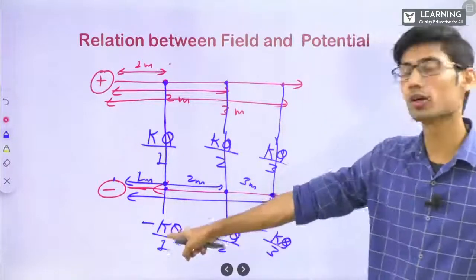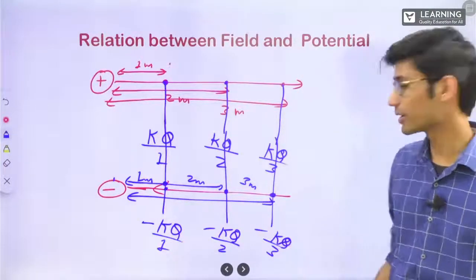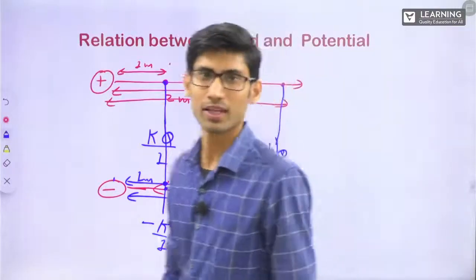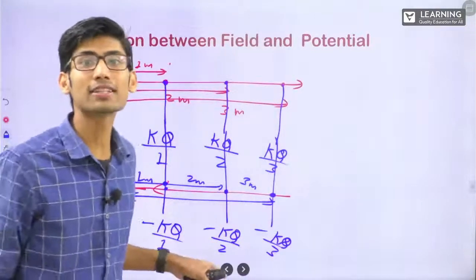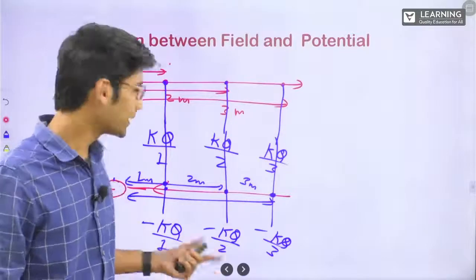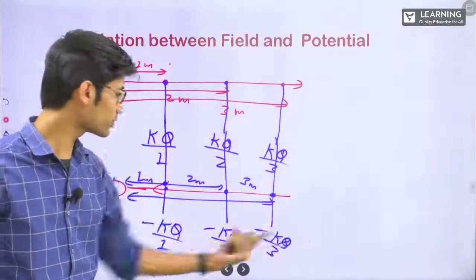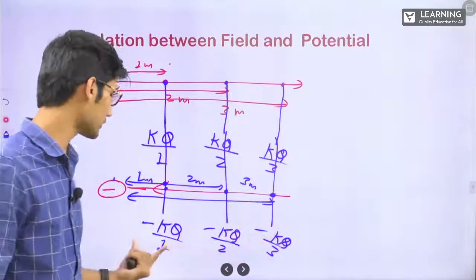See, this is the smallest. This is the largest. Why? Because the negative sign is there with it. This negative sign does not indicate the direction. Potential is a scalar quantity. It comes in the magnitude. Magnitude wise, if you see all the three, this is the largest and this is the smallest.